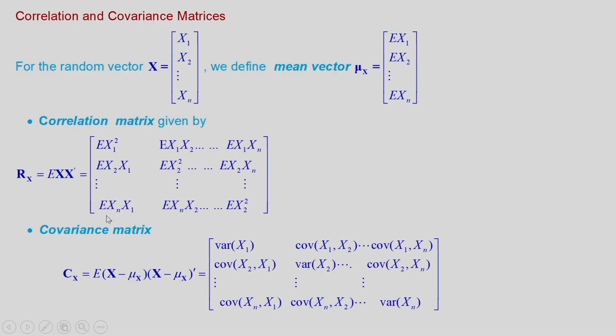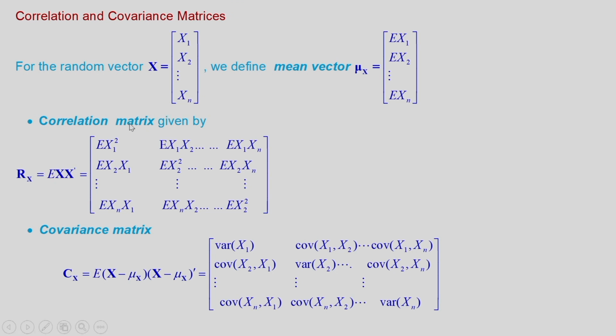Now, let us see how to characterize random vectors in terms of mean, correlation and covariance. For a random vector x, we define the mean mu x. Mu x is again a vector, and its components are the individual means. So, mu x is a vector consisting of E x1, E x2 up to E xn.